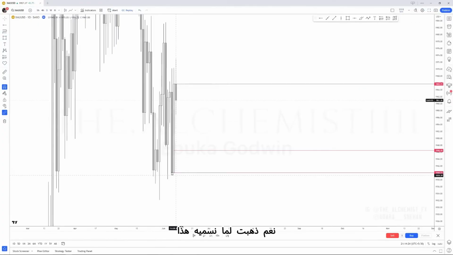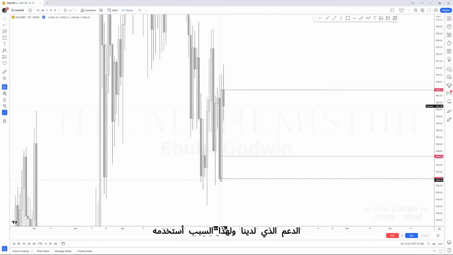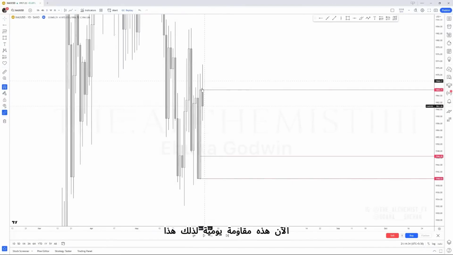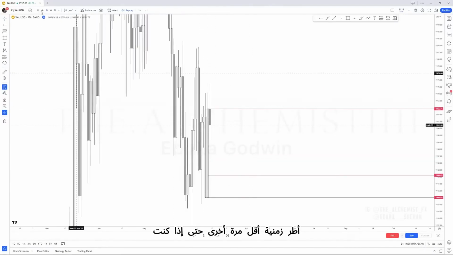But yeah, I went for what we call the last resort, because inside of the weekly support, this is the last daily support we have, right? This is the last daily support we have. That is why I used that. Now, this is a daily resistance. So this daily resistance can be refined into lower time frames once again.